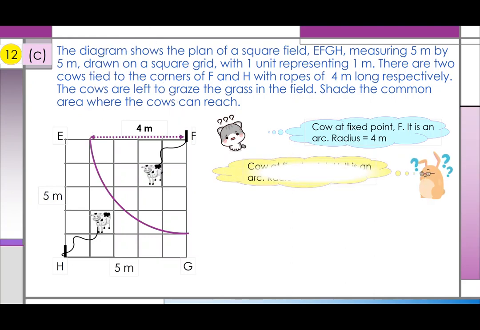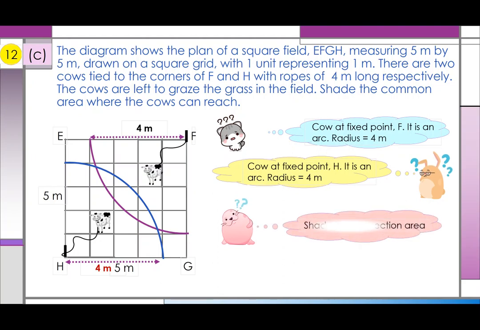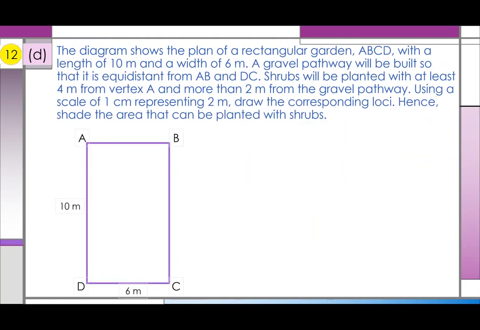Second, we see the cow at fixed point H. It is an arc also. Radius 4 meter also because the rope is 4 meter. So I draw another arc. So shade the common area where the cows can reach. Okay, so I want to shade the intersection area. So this is the intersection area.